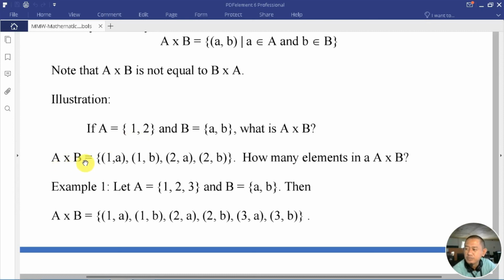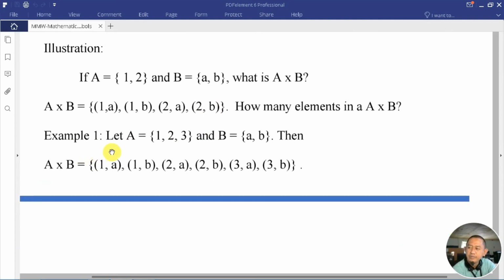We have A cross B: 1a, 1b, then 2a and 2b. So how many elements are there in A cross B? We have 1, 2, 3, 4. 4 elements, not including the empty set. So here, we have 4 elements: (1, a), (1, b), (2, a), and (2, b).